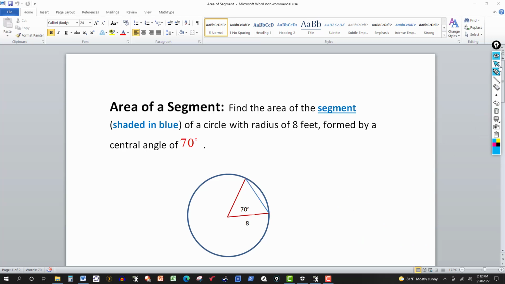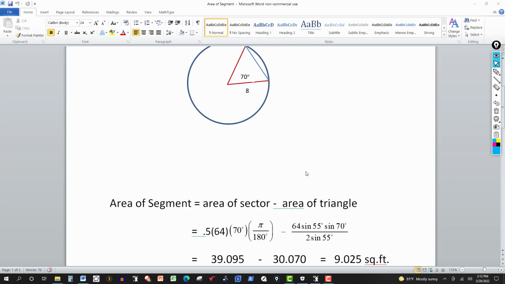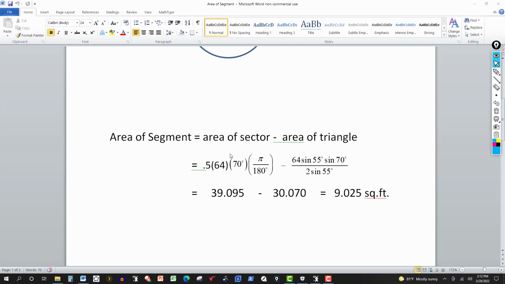Just so that you can see it a little bit more clearly, I have it set up over here. This is what I just wrote above. Area of the sector: this is 0.5 or 1/2, the radius squared, that's 8 squared, 64, and then times the angle in radians. All I did here was 70 degrees multiplied by pi over 180. And we get this result here, 39.095.